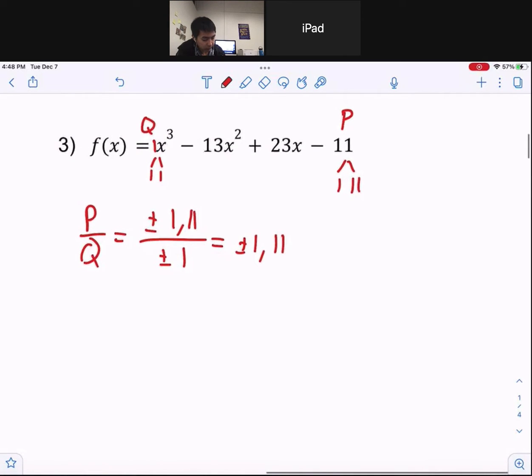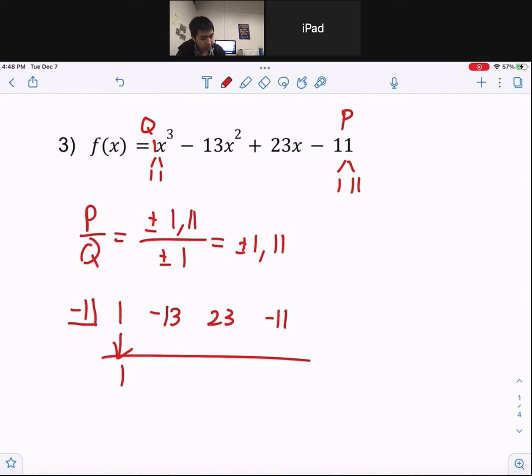So this is where you have to guess and check, right? If you try -1, coefficients 1, -13, 23, and -11. 1 times -1, -1, add, -14. -14 times -1, positive 14, add. I'm going to stop right there. And I know to stop right here because that is not going to make this become a 0, right? So you can't use -1, so you try a different number.